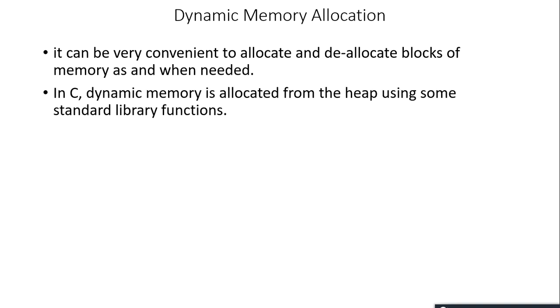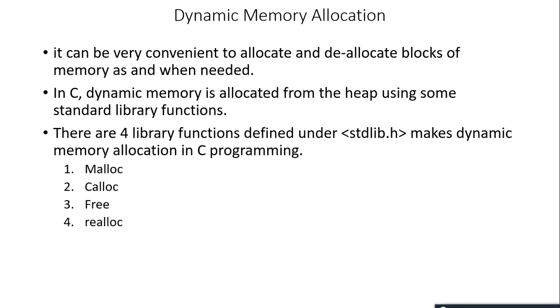Okay, so in C, dynamic memory is allocated from the heap using some standard library functions. C language provides you some dynamic memory allocation functions using which you can implement your dynamic memory allocation. So 4 library functions are there, but in order to use them, you must include a header file stdlib.h, which stands for standard library. Only then you will be able to use the functions.